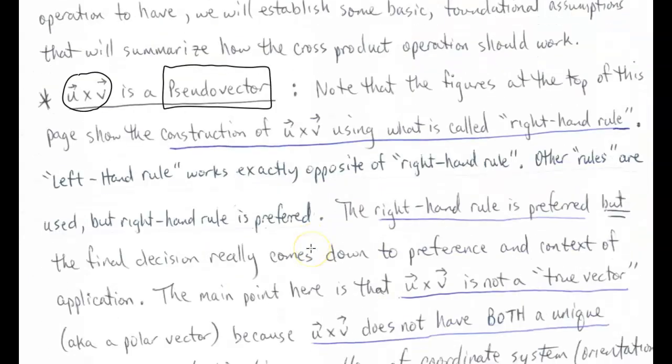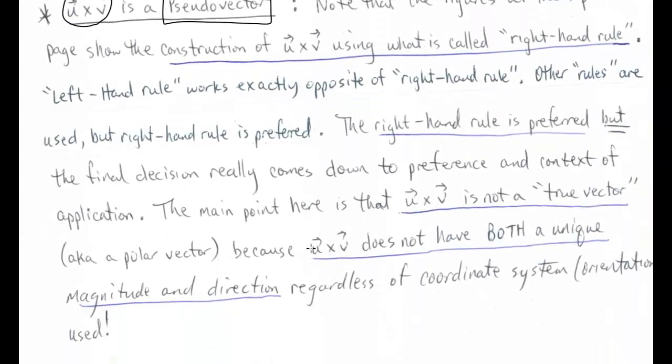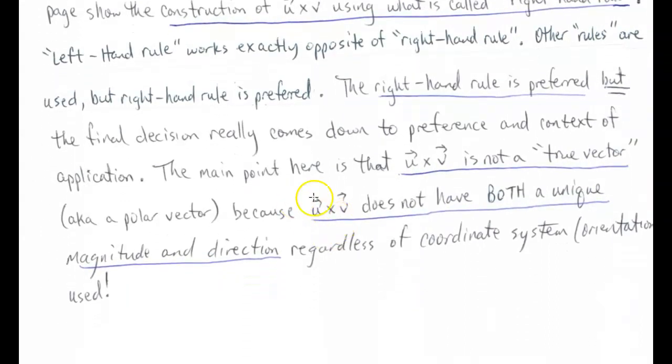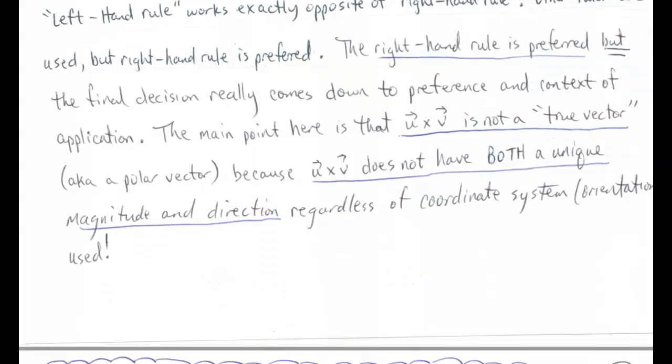All right. So with that, again, the main point here is that u cross v is not a true vector, aka not a polar vector, because it doesn't have both a unique magnitude and direction. And when I say that, I mean that the combination of magnitude and direction put together is not unique based upon the coordinate system orientation.